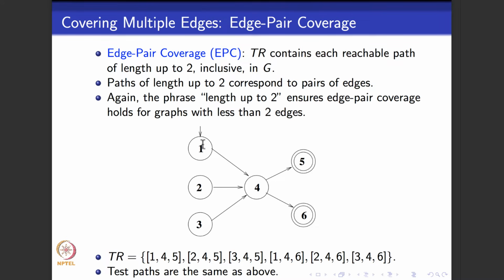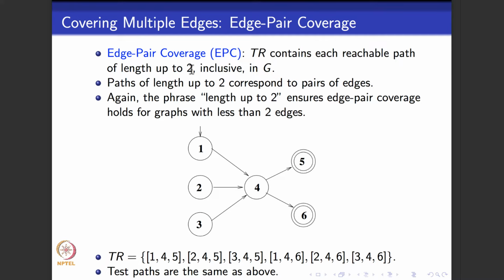So when I do edge pair coverage, what I cover is from 1, 2 and 3, what are the various ways in which I can visit 4? And from 4, what are the various ways in which I can cover the 2 branches that go out of 4? So edge pair coverage is useful. Suppose I think about it. What did I do? I did paths of length 0, which was vertices, node coverage. Then I did paths of length 1, which were edges, edge coverage. Now I say paths of length up to 2, I did edge pair coverage.